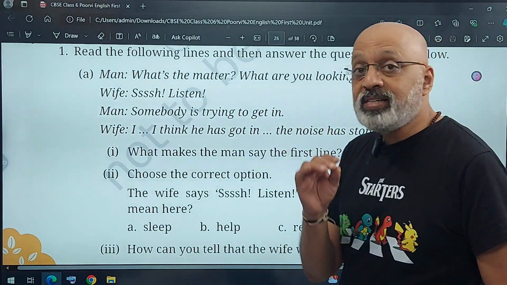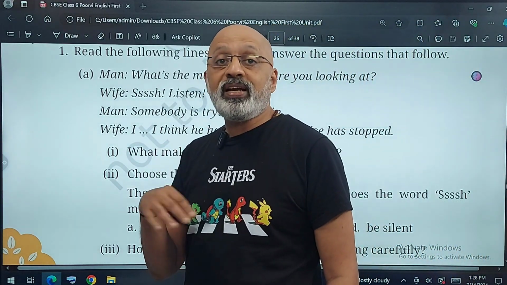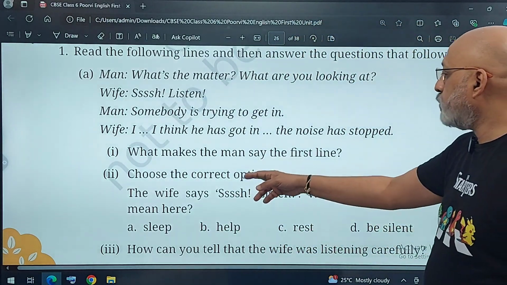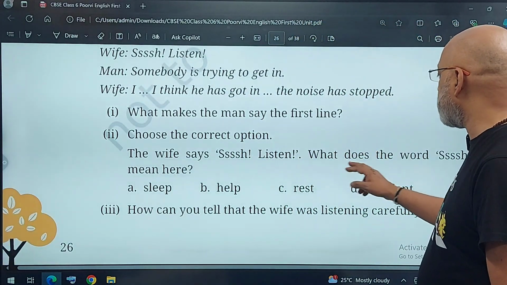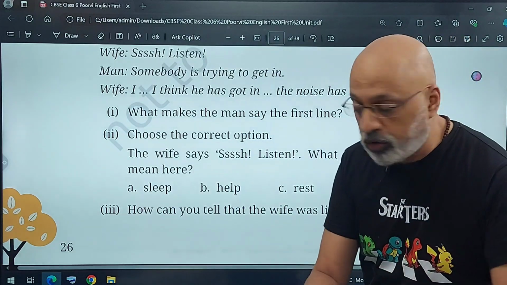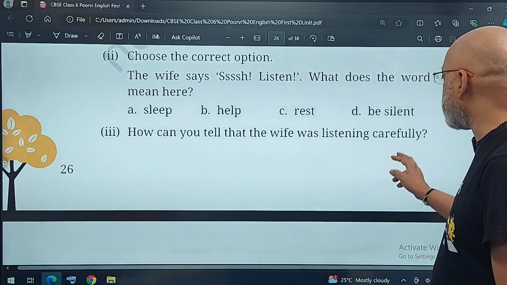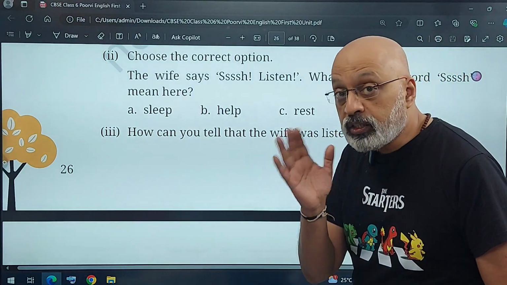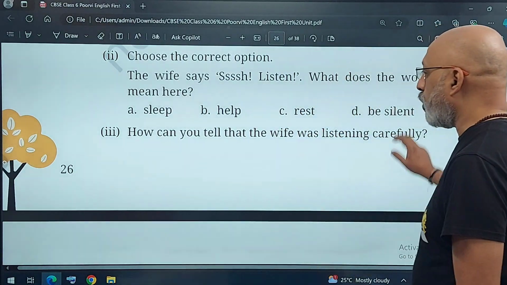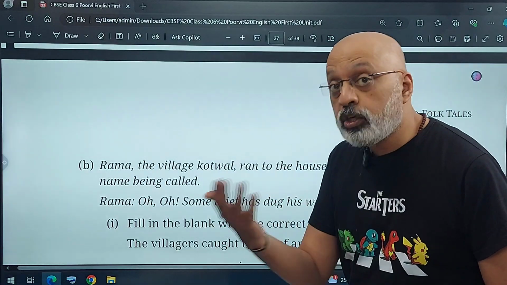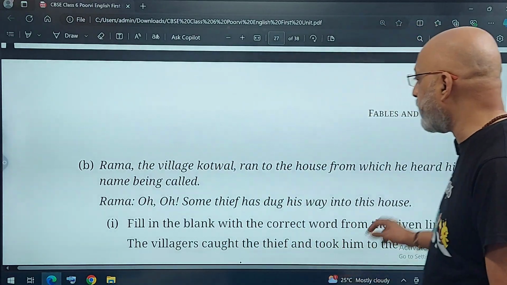What's up? Because he realizes that she's not paying attention to him, saying that he's had a hard day and he's feeling very sleepy. Choose the correct option. The wife says, shoo, listen. What does the word shoo mean here? I've already told you that. Be silent. How can you tell that the wife was listening carefully? Because she's hearing those kind of noises from the other room, and she's not even listening to what her husband is saying at that point in time.